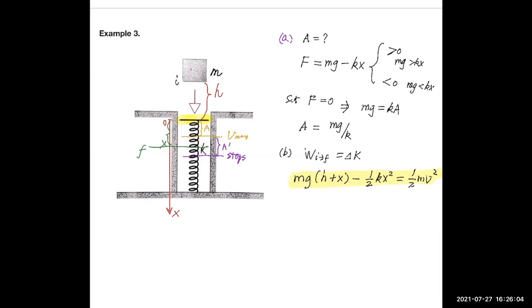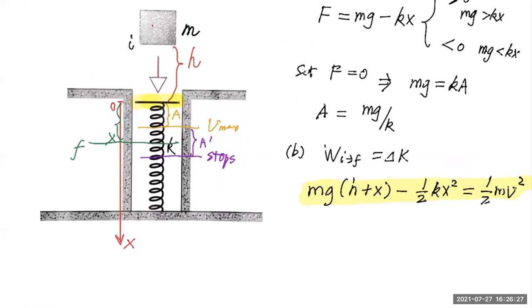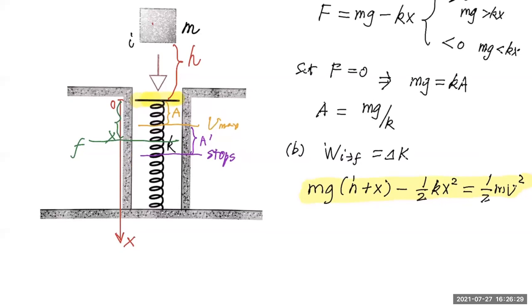Now, with this, I can solve for both parts a and b. I can find what A is, I can find what A prime is, and I can also find v maximal. I didn't really find v maximal in part A, did I? I only found the magnitude of the amount of compression, big A, right? So let's start from here and let's find all the answers we're looking for.